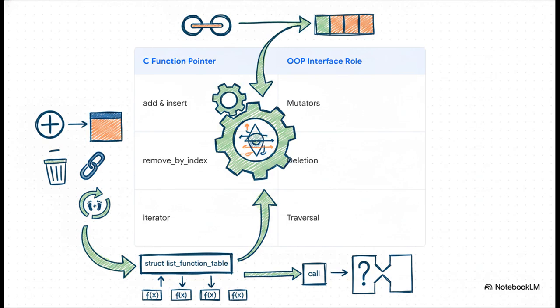Now, what's really fascinating here is how they actually achieve that true OOP interface feel. They use a struct called list_function table. And this table is just packed with C function pointers, things like add, insert, remove by index, and iterator. By binding these function pointers to a specific list instance when it's initialized, the C struct behaves almost exactly like a Java interface. You literally just call the function from the table, which completely abstracts away whether the underlying memory is contiguous or linked. It's a really brilliant workaround.